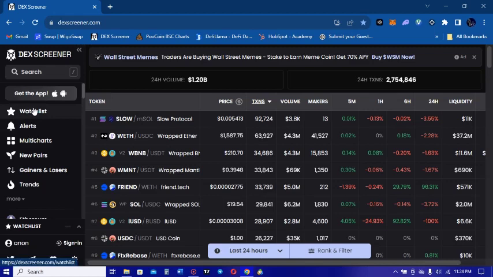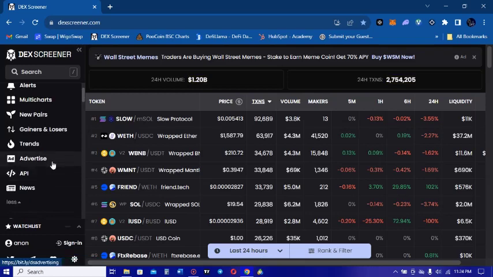Then you have the watch list. You can add any token to your watch list. When you click on watch list here, it will appear here. Alerts, you can create price alerts for certain tokens that you're looking at, and they will also appear here. Multi-charts, then new pairs. These are for pairs that have recently been created. Gainers and losers, trends. Then there's more, advertise, API, news. Now, they're not really important.